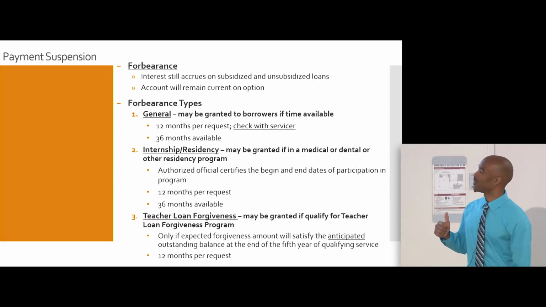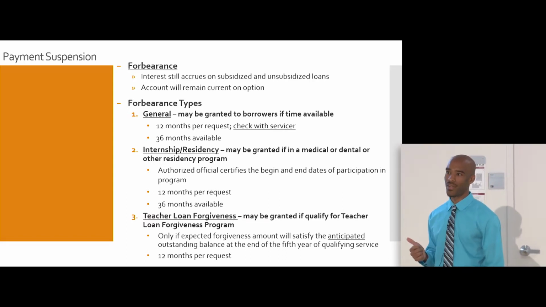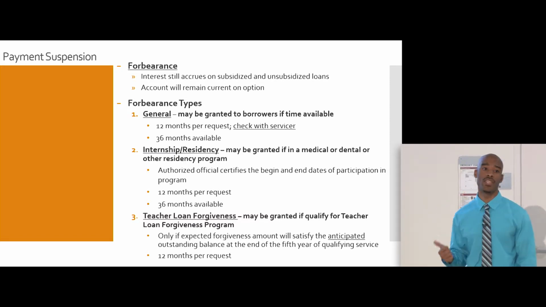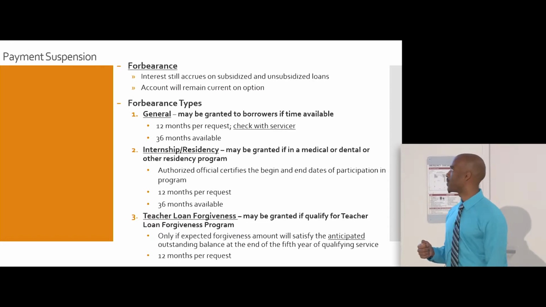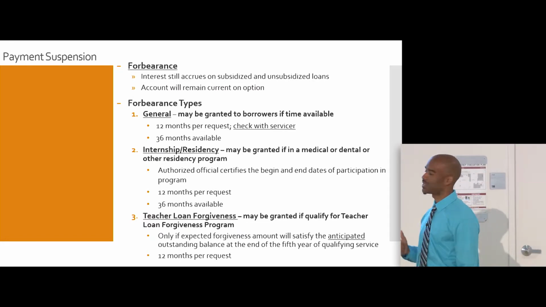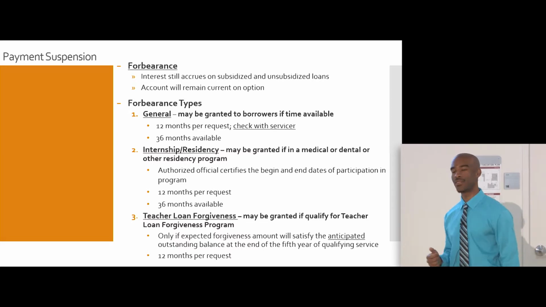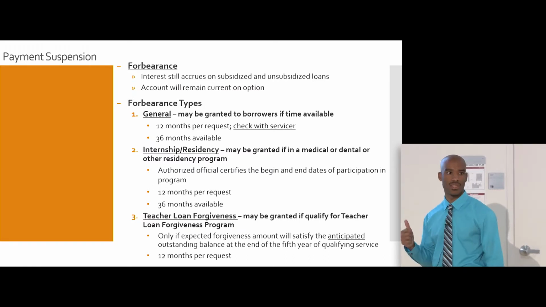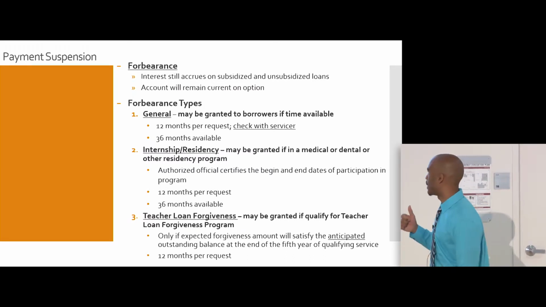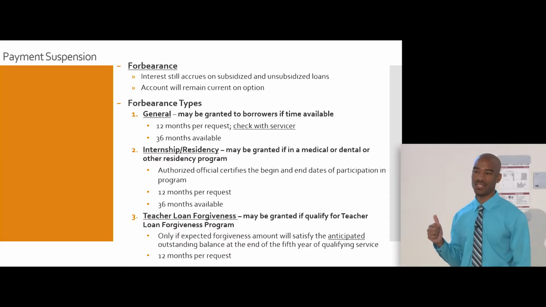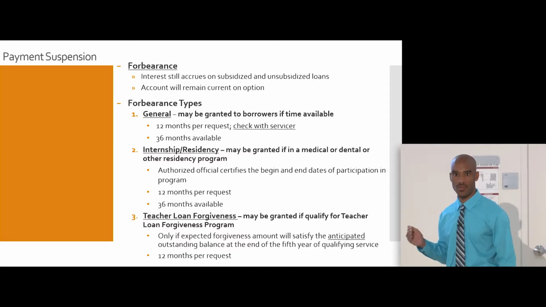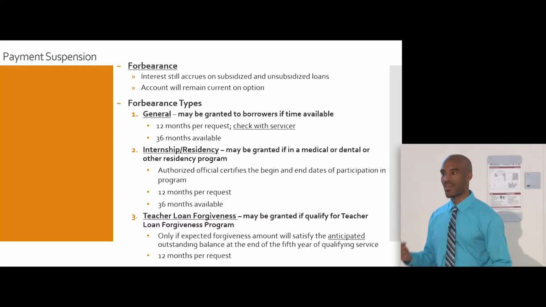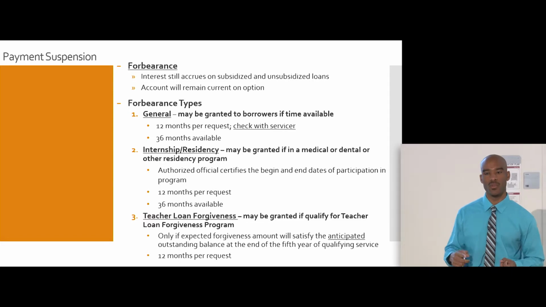On a forbearance, the interest will accrue. So you are solely responsible for all of the interest that accrues on a forbearance. Just a couple of the more common forbearances: there's the general forbearance. With the general forbearance, you only have 36 months for the life of your loan, but a lot of times the servicer will let you use it in different increments. Some may let you use it for 12, but a lot of them that I've noticed may only let you use it for 2 to 3 months at a time.